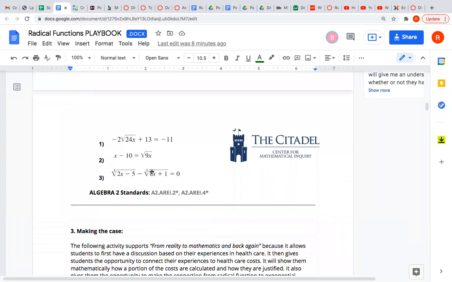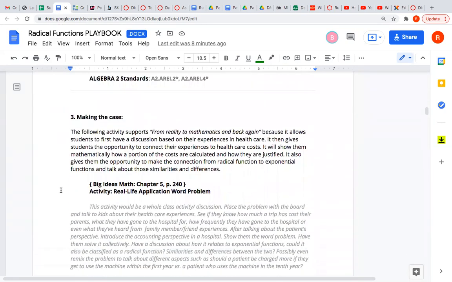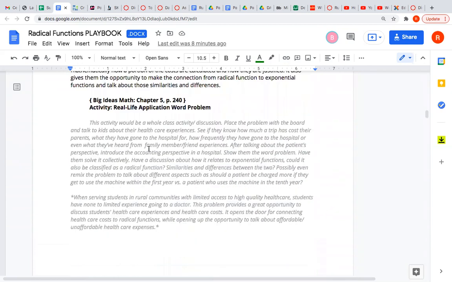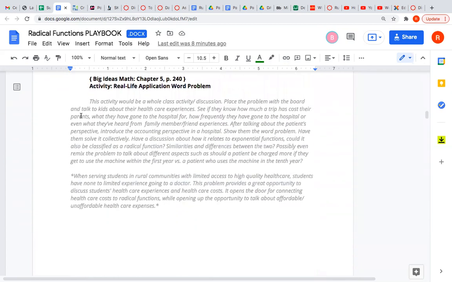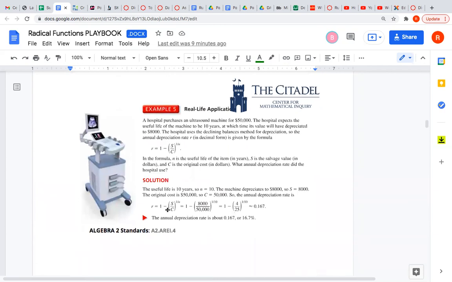Three examples of very Algebra 2 level appropriate problems. Making the case, connecting from reality to mathematics. Big ideas, very good application problem. You can look and see, oh, this radical function doesn't have the radical sign, but oh, that's another way. So it's a good way to link into review.